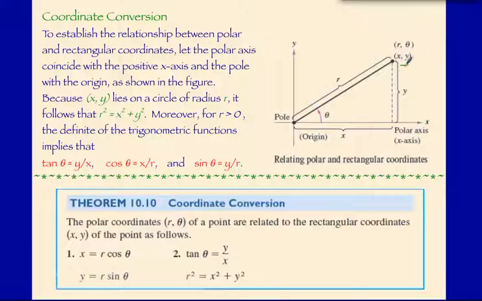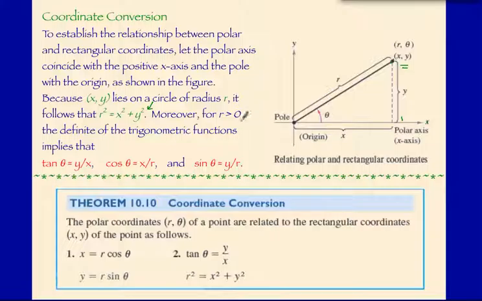Because (x, y) lies on a circle of radius r, it follows that r squared equals x squared plus y squared, right? Because think about it. Remember, as I said before, you've got this ray, and this distance r is the hypotenuse of a right triangle that is formed by the x distance, the y distance, and the hypotenuse. It makes sense that r squared would equal x squared plus y squared because of the Pythagorean theorem. So that's a relationship that's going to help us convert from polar to rectangular coordinates and back again.